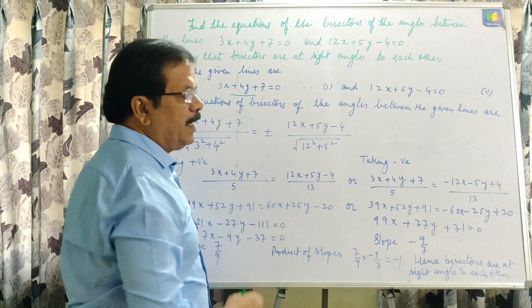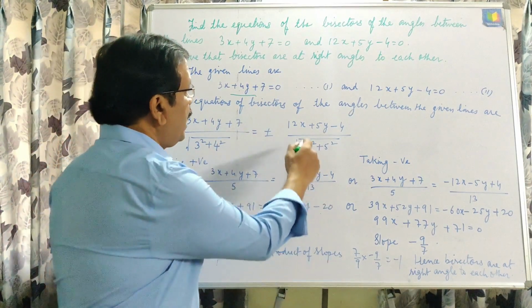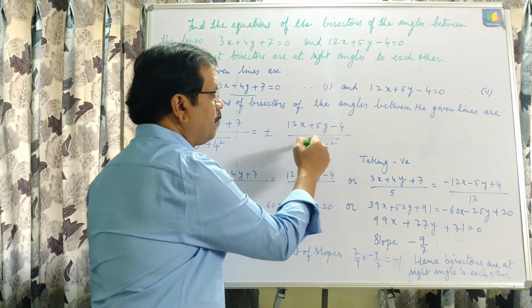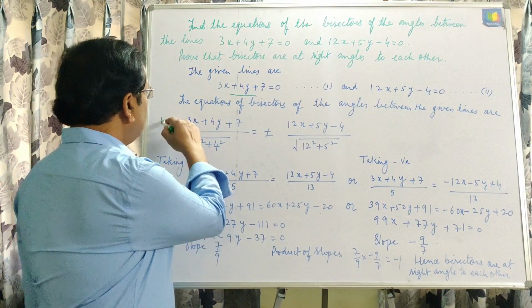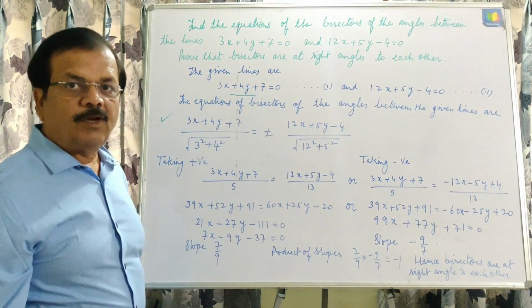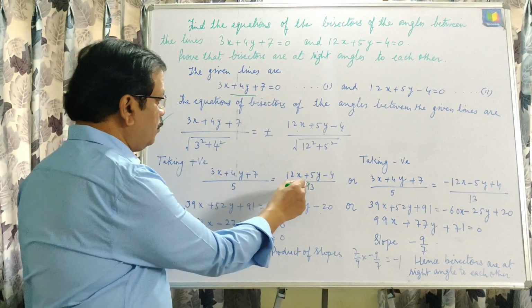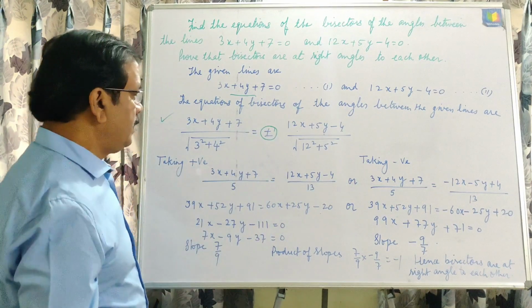And then we know the formula: ax plus by plus c upon root a square plus b square is equal to plus minus another one like this, a1x plus b1y plus c1 upon root a1 square plus b1 square. This is the formula of angular bisectors of the given lines. Then taking positive value and then taking negative value.